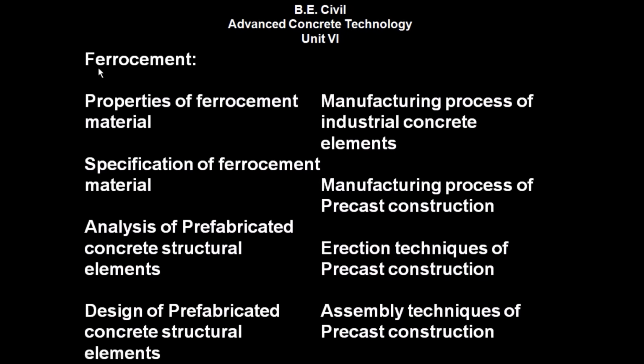Unit 6 includes ferrocement, properties of ferrocement material, specification of ferrocement material, analysis of prefabricated concrete structural elements, design of prefabricated concrete structural elements, manufacturing process of industrial concrete elements, manufacturing process of precast construction, erection techniques of precast construction, assembly techniques of precast construction.